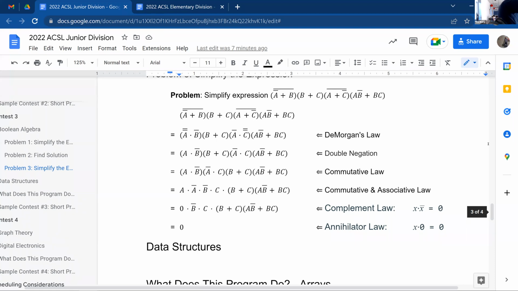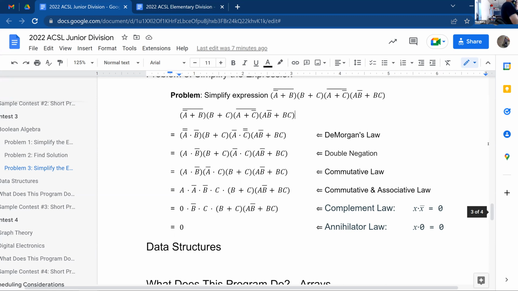And now what I do is I simply use the commutative law. And so I can move this part over here, right? So that is copied down, right? A and not B. And then not A and C, right? Is this part. I can move it over here.